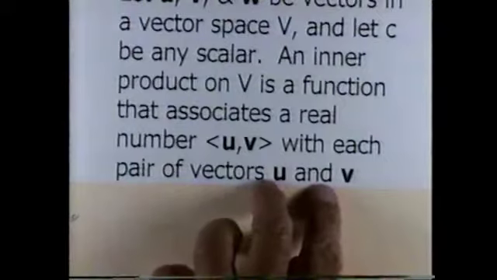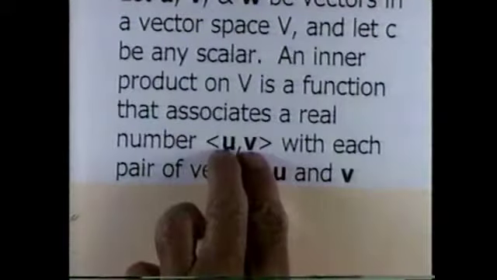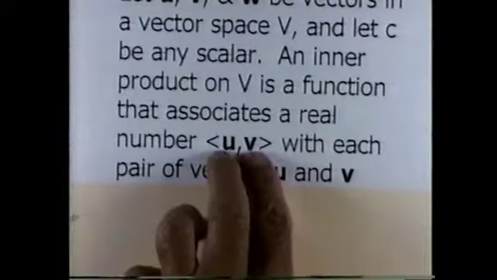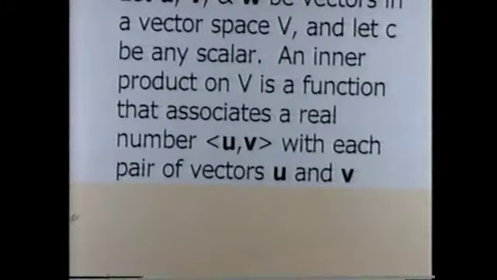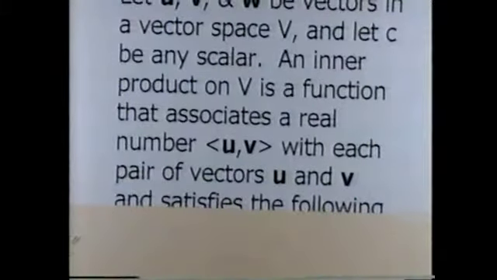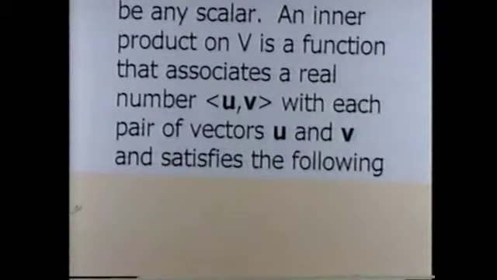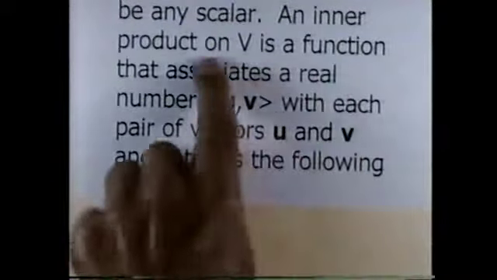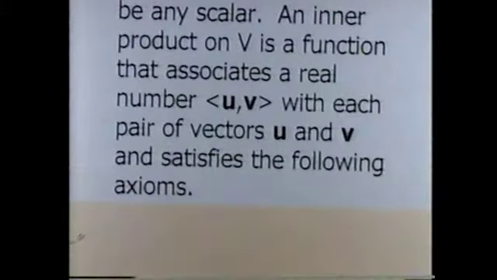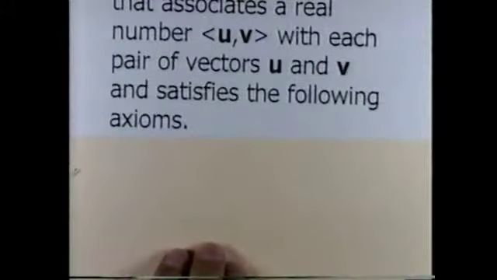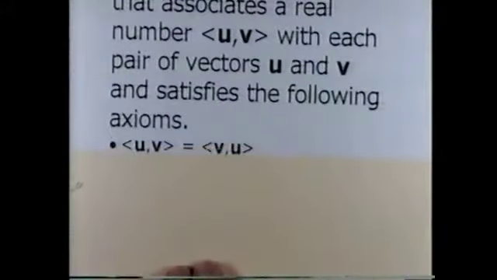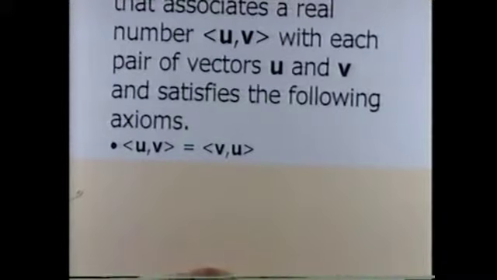and this is the notation for inner product, a real number, <U, V>, with each pair of vectors, U and V. So we have a pair of vectors, we perform the inner product, and that will give us a real number, a scalar. And this is the notation we use for inner product. That satisfies the following axioms. So this function has to satisfy the following axioms. And you'll recognize these axioms as being those that we use for dot product.